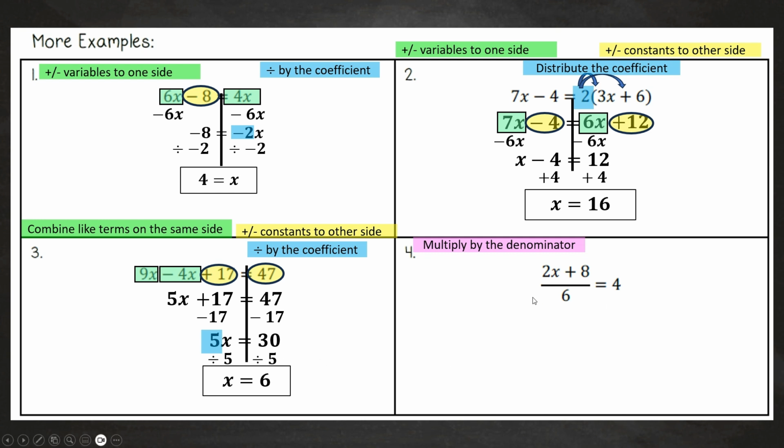Last question, I have a denominator. I have 2x plus 8 is being divided by 6, and that's equal to 4. Well, when that happens, what I have to do to get rid of that denominator is multiply the whole equation by 6. When I multiply by 6, that cancels out. So I'm left with 2x plus 8 is equal to 24, because 4 times 6 is 24.